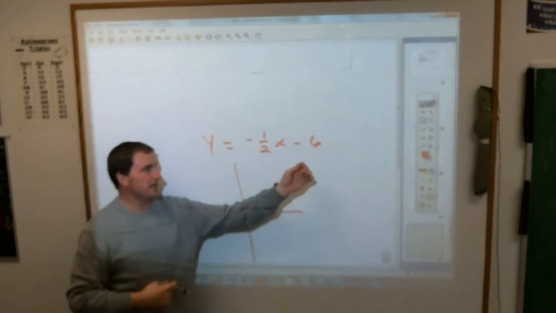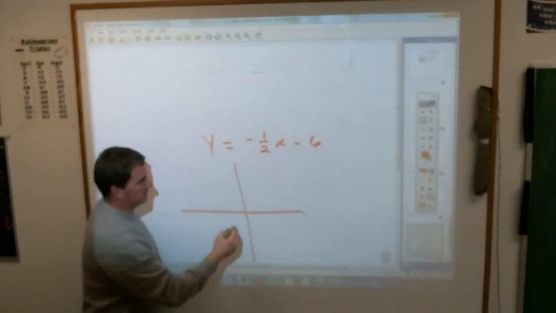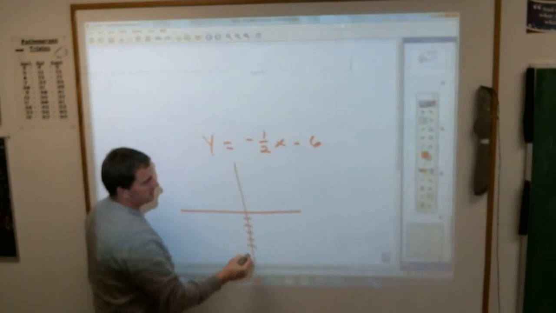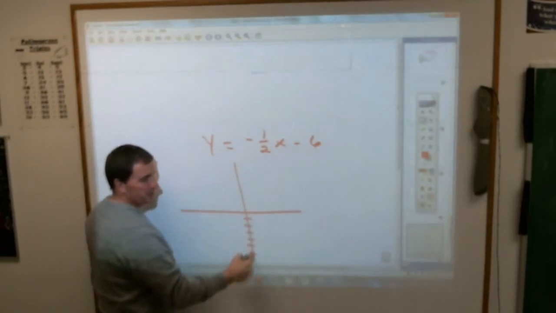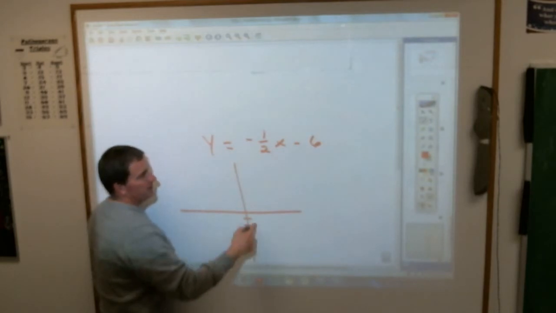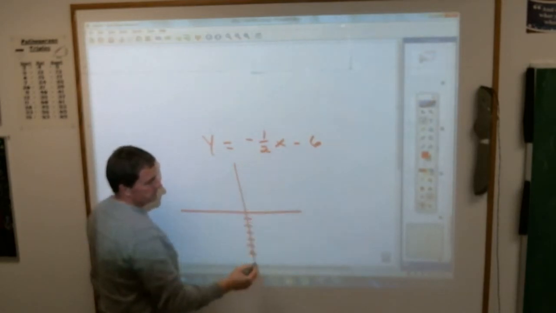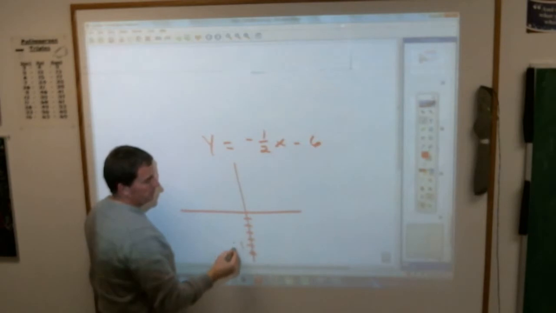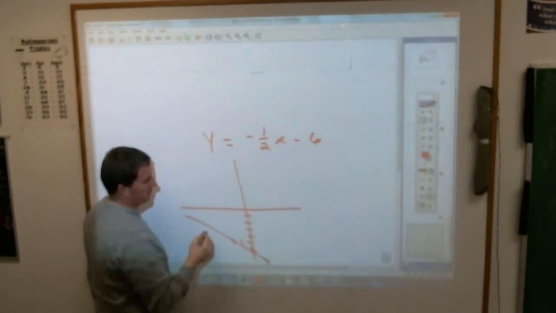Crosses the y-axis at negative 6, 1, 2, 3, 4, 5, 6. And from this point, don't go back to the origin when you do your slope. You got to go from that point right there. It goes up 1 over 2. It has to be negative slope, so I have to go this direction, and there my line is graphed.